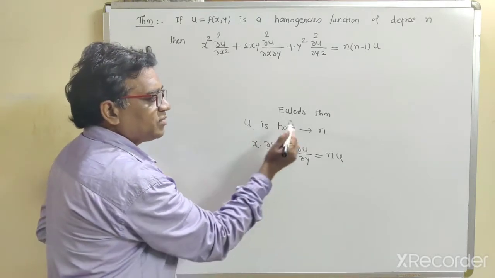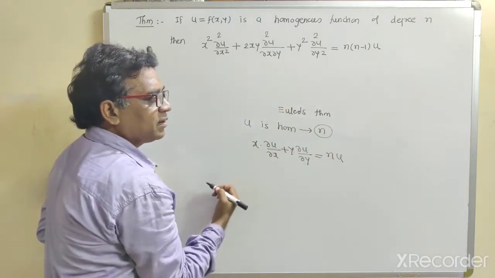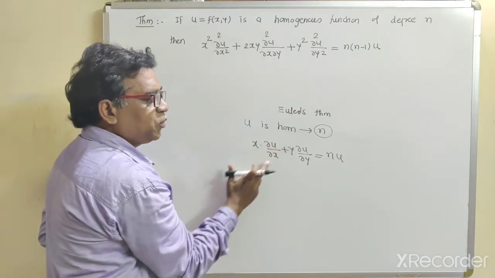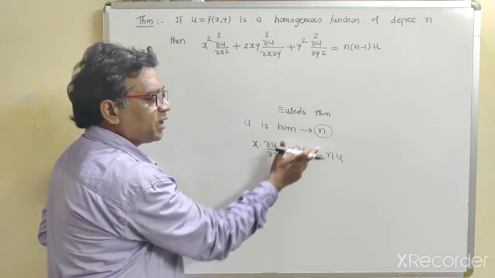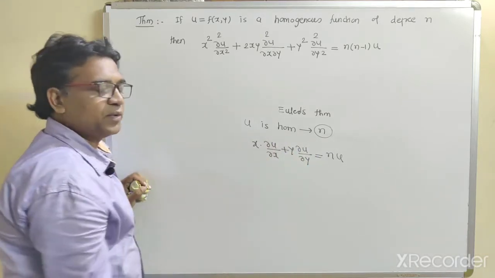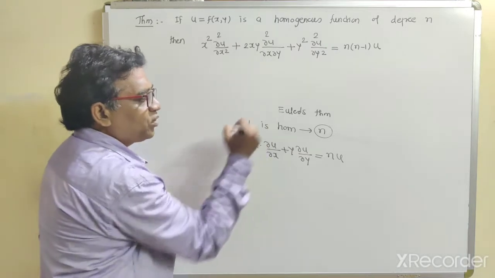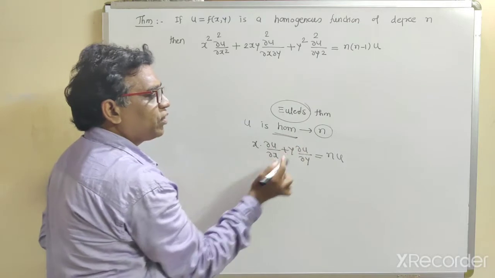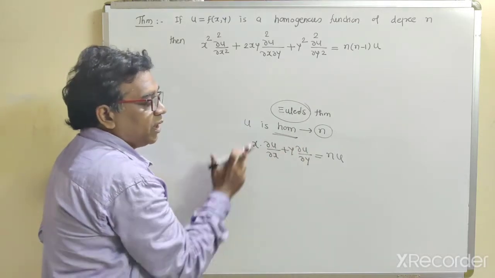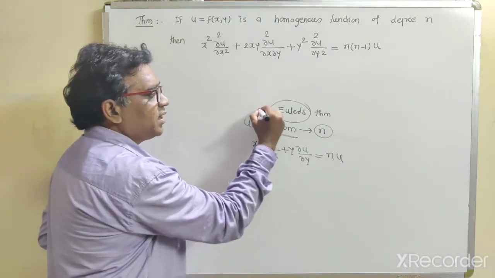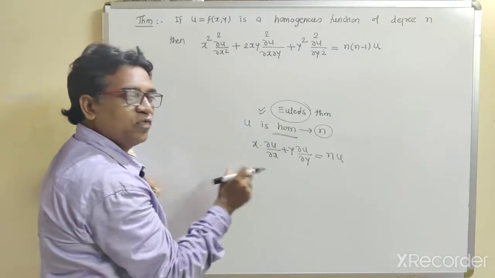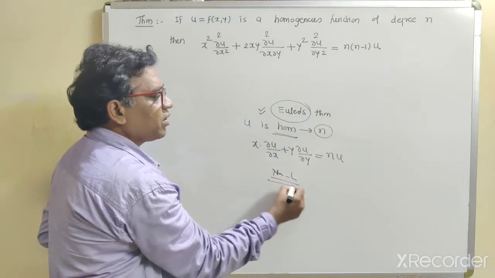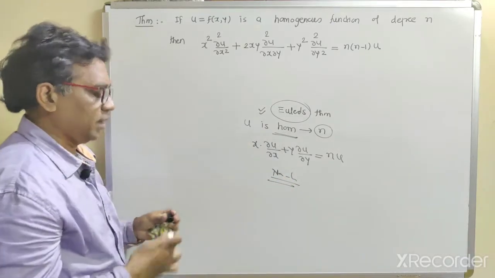If u is a homogeneous function of degree n, then the statement of Euler's theorem is x into del u by del x plus y into del u by del y is equal to nu. So first of all, note this: Euler's theorem is applicable only for the homogeneous function. If the function is homogeneous, then and only then we can apply the statement of Euler's theorem. For a non-homogeneous function, we cannot apply this Euler's theorem.